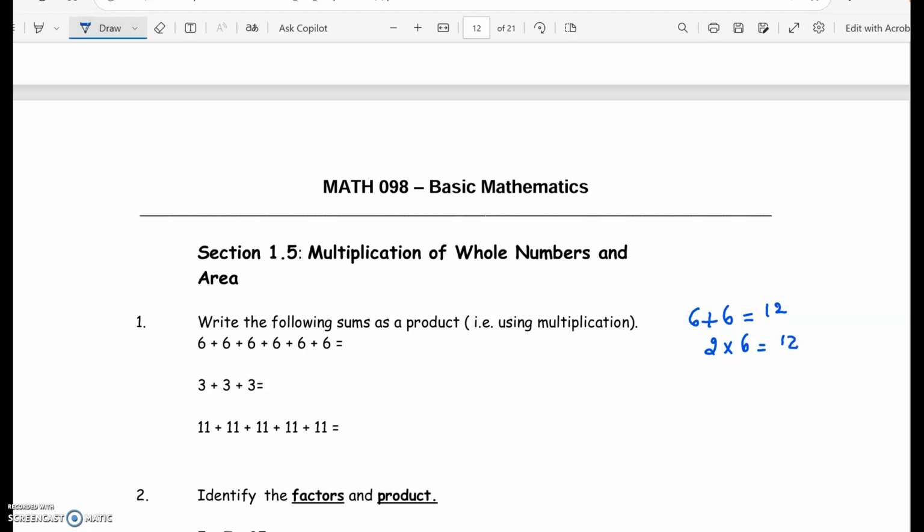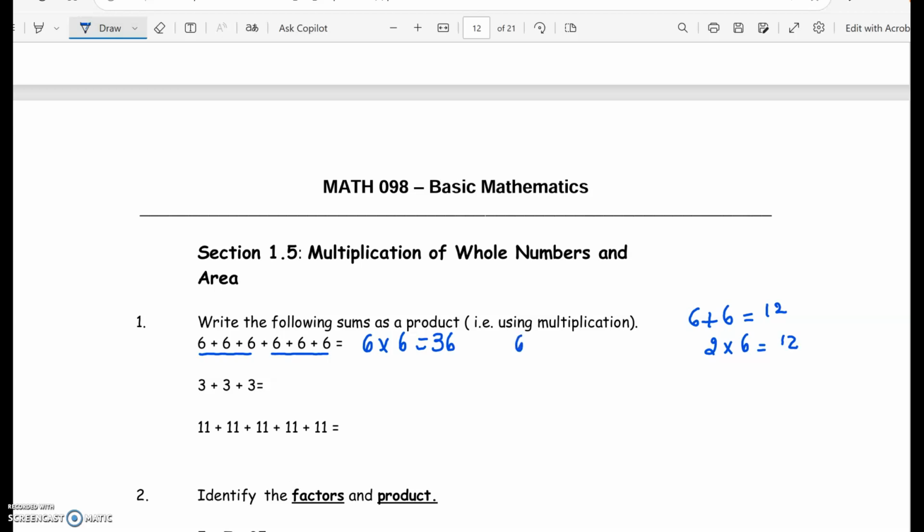So repeated addition of the same number is multiplication. So how many sixes are we adding here? You can repeatedly add sixes, or it is easier to just say there are 6 sixes. So 6 times 6 is 36. So repeated addition of 6, 6 times, is 6 times 6.